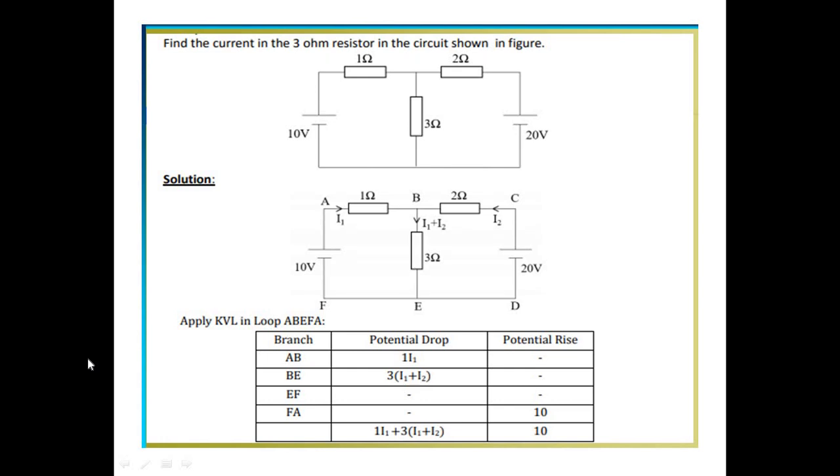In this circuit diagram, for the solution, the current I1 flows in the clockwise direction, and I2 flows in the same clockwise direction on the opposite side battery.